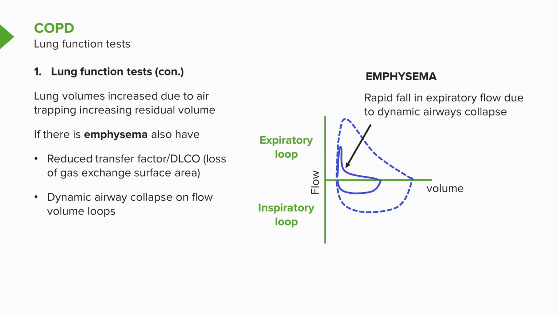And you can see that on a flow volume loop, which is illustrated here on the right-hand side of the slide. You can see that the person with emphysema, the solid blue line, as they breathe out, has a rapid increase in flow initially, and then a sudden decrease in flow due to this dynamic airways collapse. And that's followed by a prolonged phase of low flow expiration.